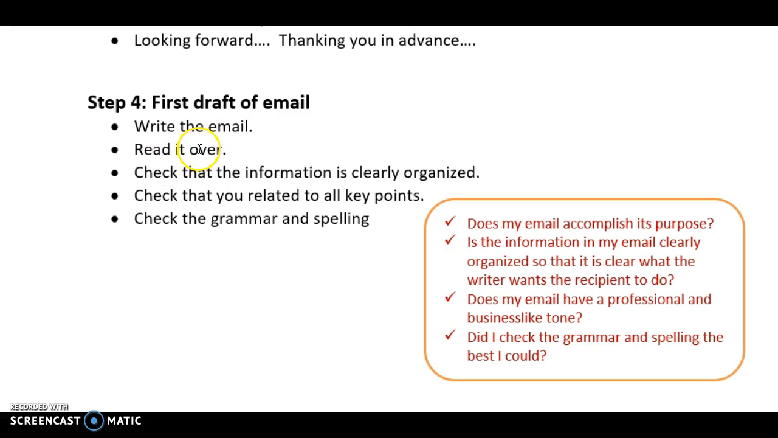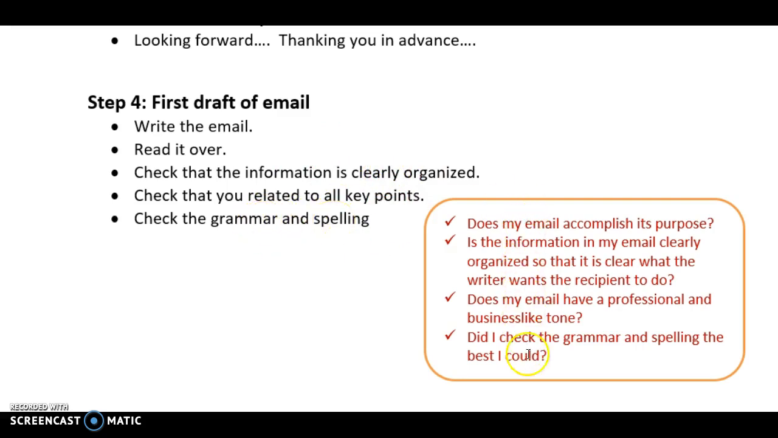I read it over and then I check that the information is clearly organized. Does it follow opening, middle, call for action, polite close? Have I related to all the key points? I can go back to that original email, look at what I highlighted, and check, did I relate to it? And once I'm very happy that all of this is done, then I check my grammar and my spelling.